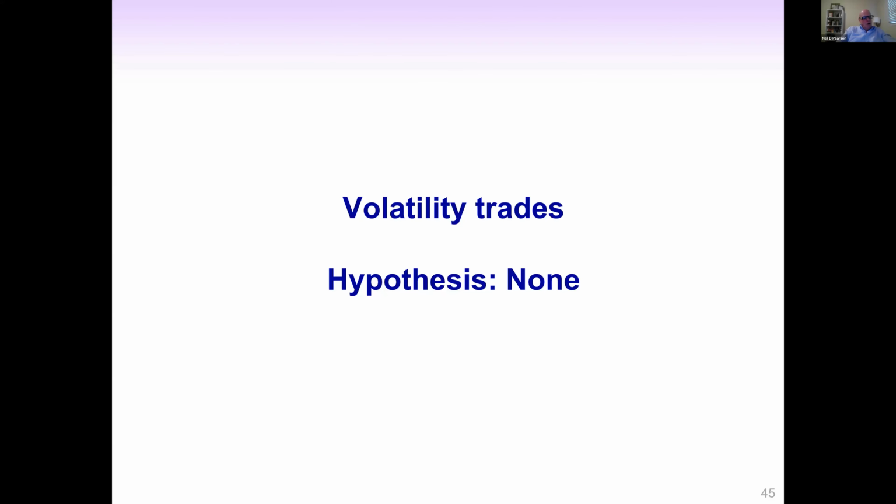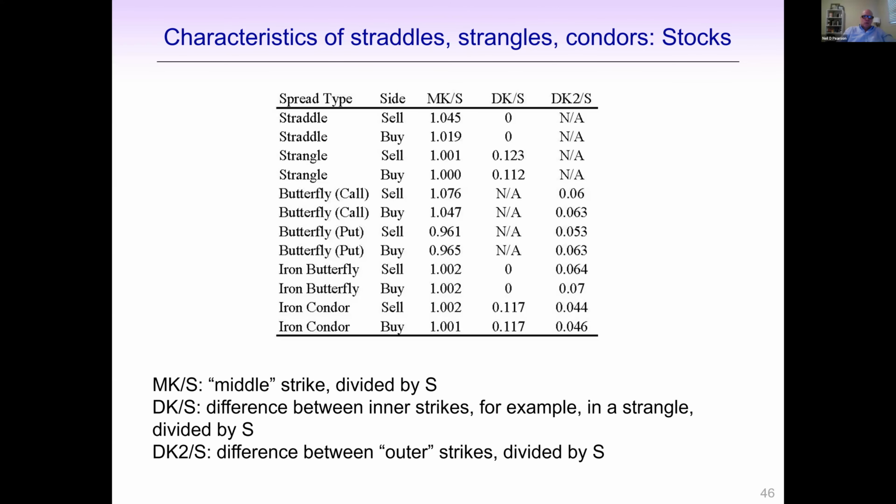Okay, I know I'm over time already, so I'll just say one or two things about volatility trades. We really don't have a hypothesis about volatility trades. One thing we actually discover, one fun little fact, is what's this ratio MK? This is the ratio of the middle strike of a straddle to the stock price.